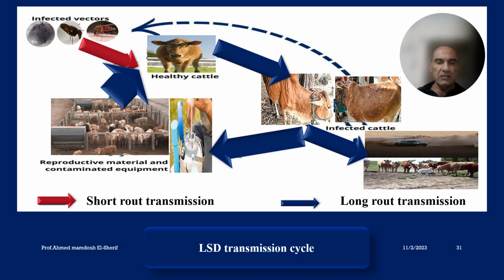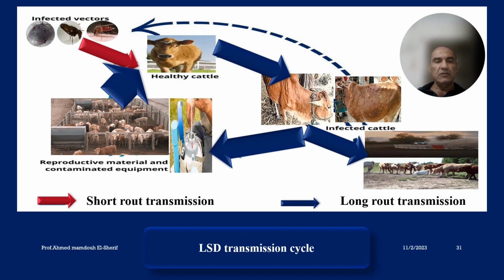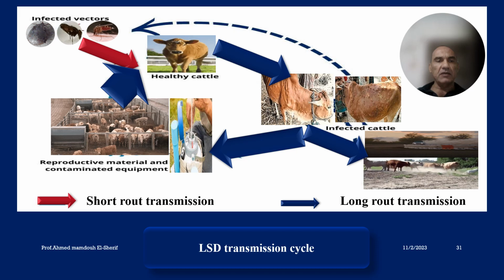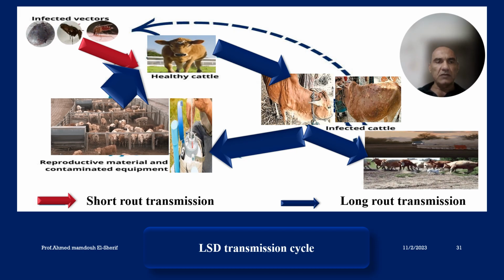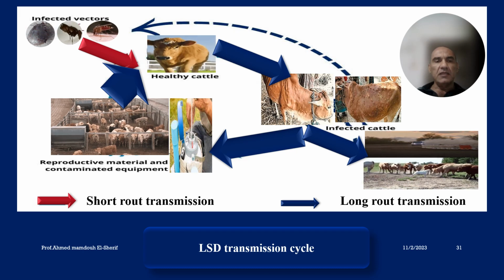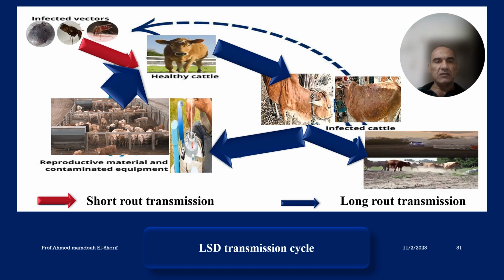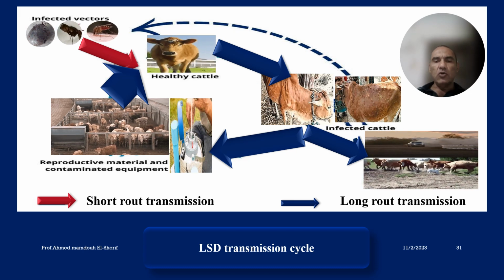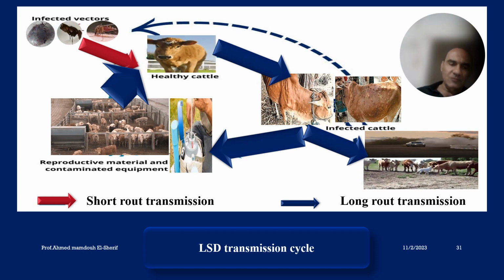Lumpy skin disease transmission cycle. There are two routes, a short one and a long one. The short one comes directly from infected vectors, mosquitoes, Musca, and ticks, that carry the lumpy skin disease virus and transmit it directly to healthy cattle. The long route transmission cycle takes several ways.